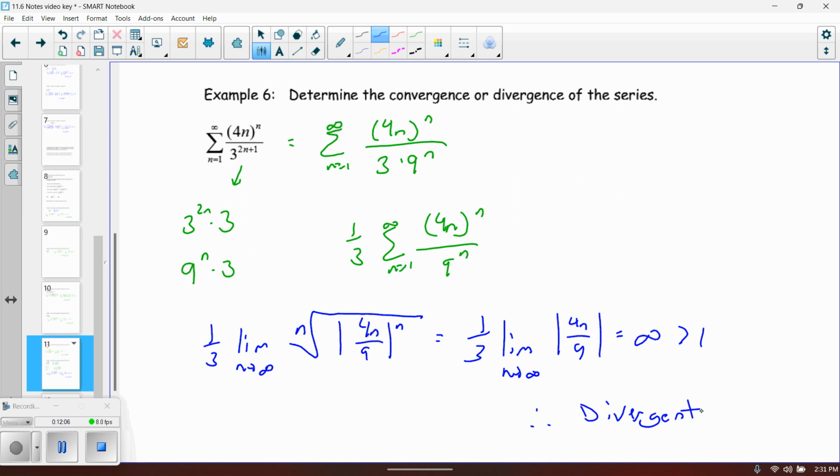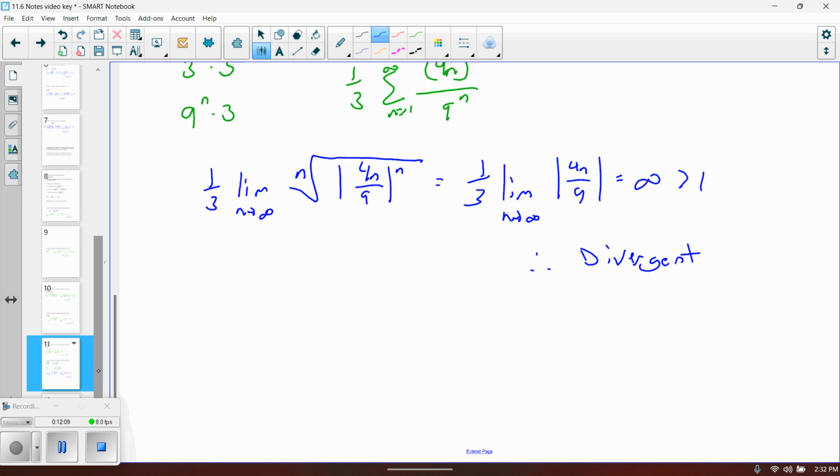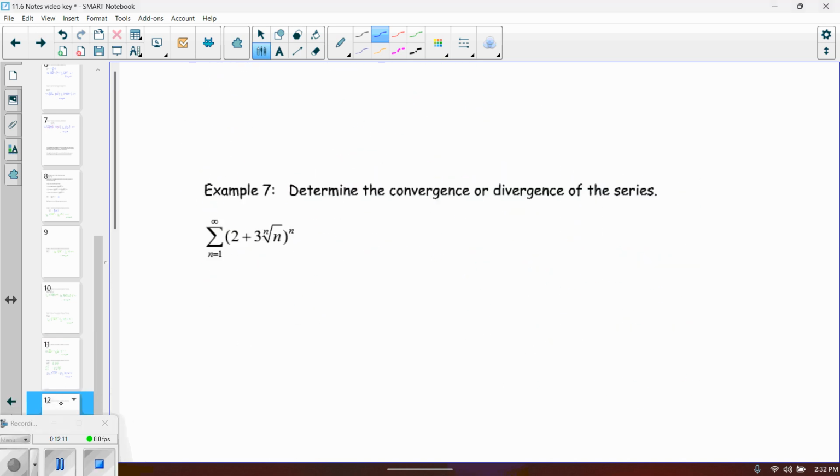All right. Moving on. No more on that page. I believe that this is our last example. Yep, it is. So let's determine the convergence or divergence of this series. In order to do this one, everything is being raised to the n. Excuse me, that makes this relatively easy. So we'll take the limit as n goes to infinity of the absolute value, of the nth root, of the absolute value of 2 plus 3 nth root of n, all to the n power.